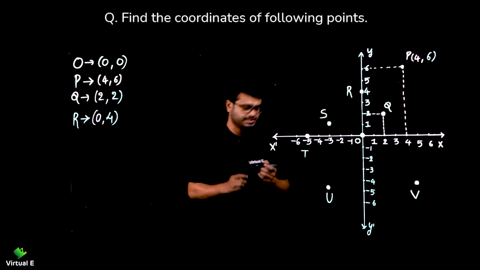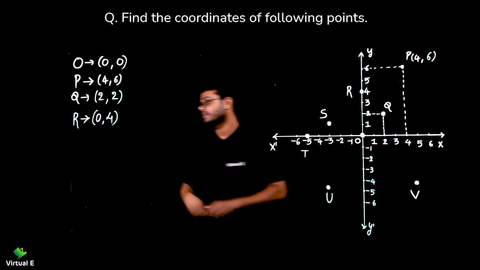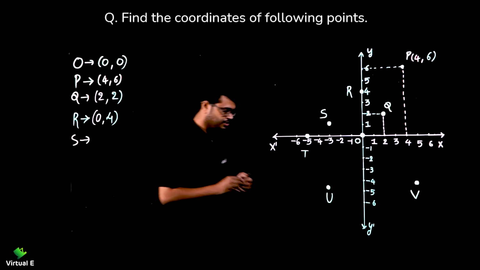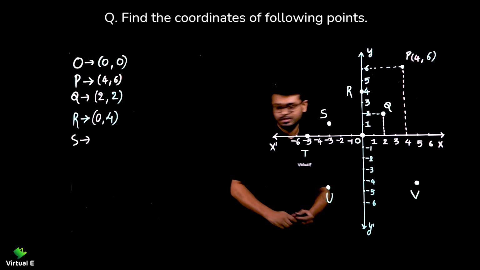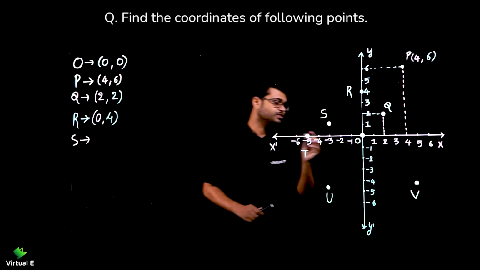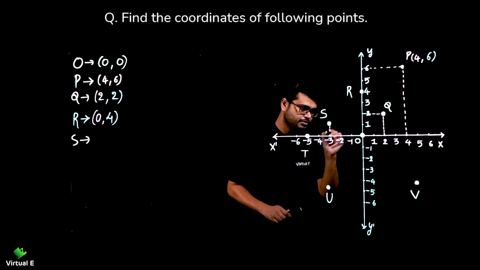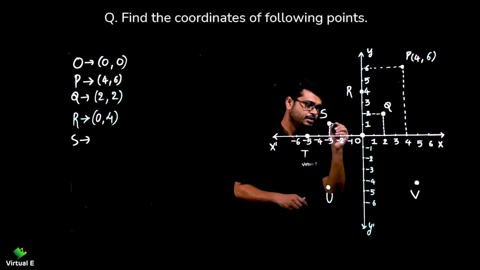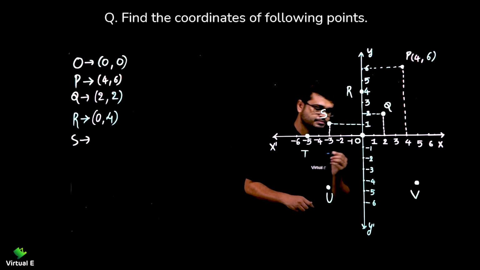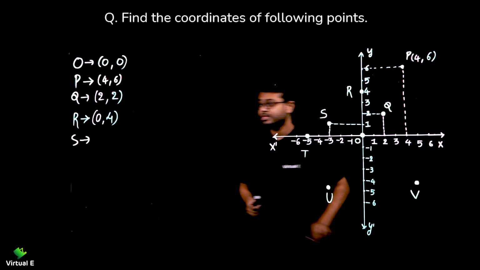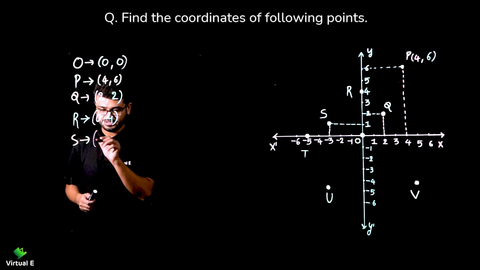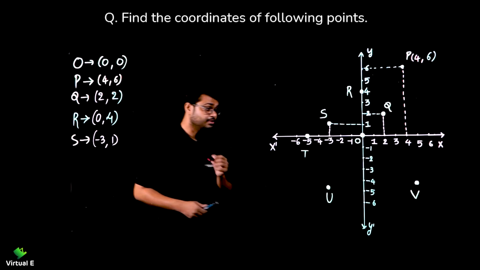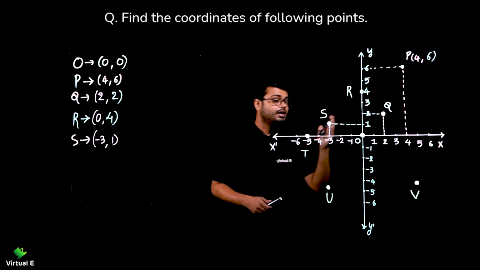Now come to S. Let's write the coordinates for S. Try to do it on your own. That's very simple to do. Nothing much. Again, we'll do it in the same manner. First of all, let's start with the x coordinate. So x is -3, and about the y, it is 1. So let's write here x is -3, y coordinate is 1. Very simple. Done. P, Q, R, S, T.